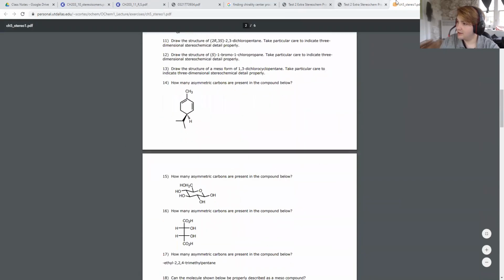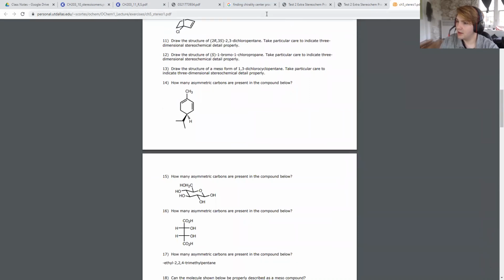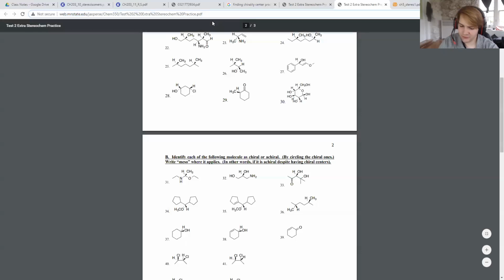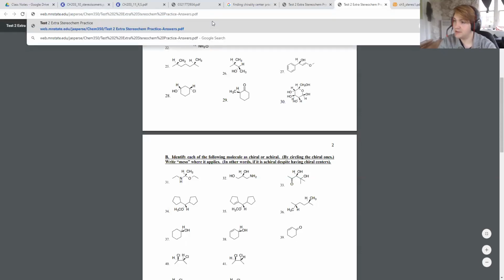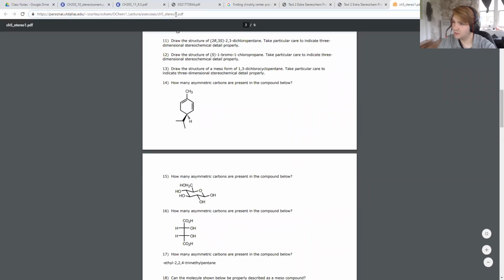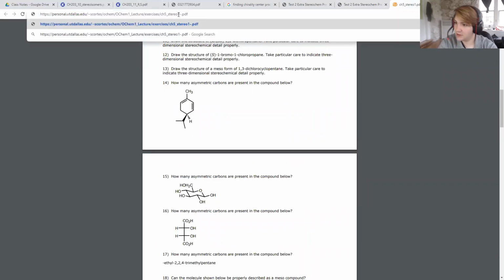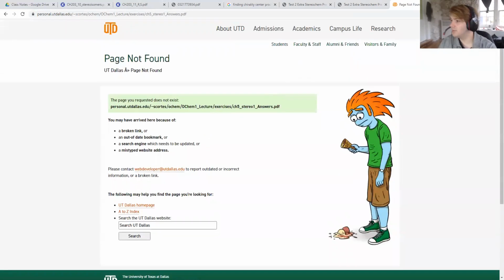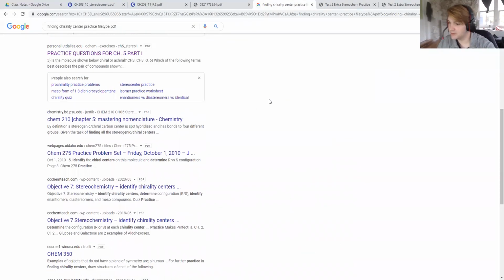And honestly, if you can find the practice, usually you can find the answers. Sometimes if you put dash answers at the end, right before it says PDF, sometimes it will bring it up. But it depends. I tried it here, dash, oh, I think underscore answers. Yeah, it doesn't work. So play it by ear, or send it over to me and I'll look it over for you.